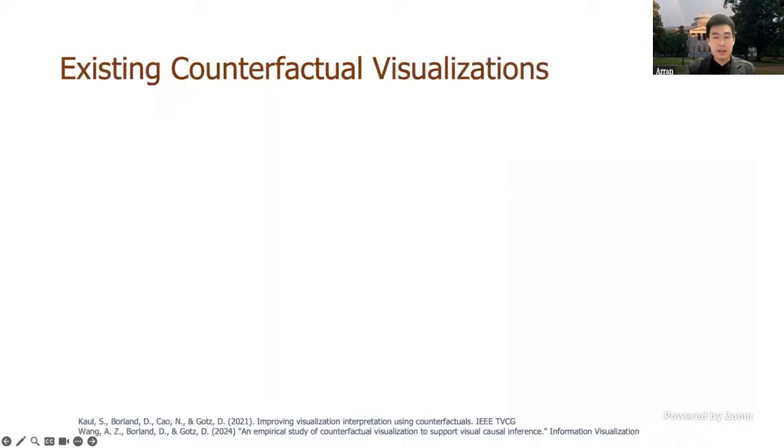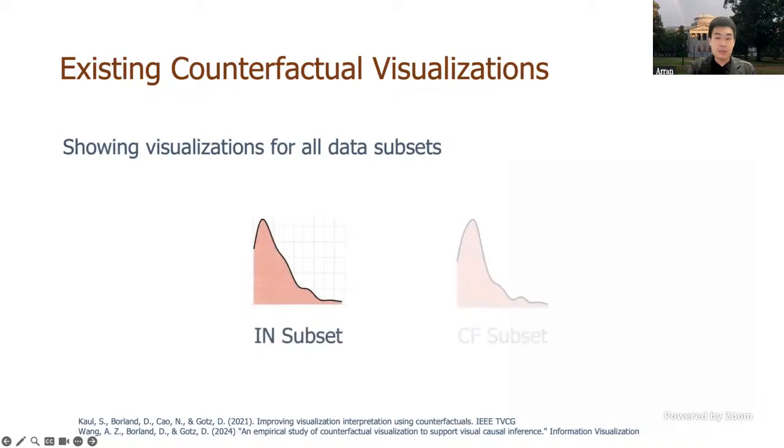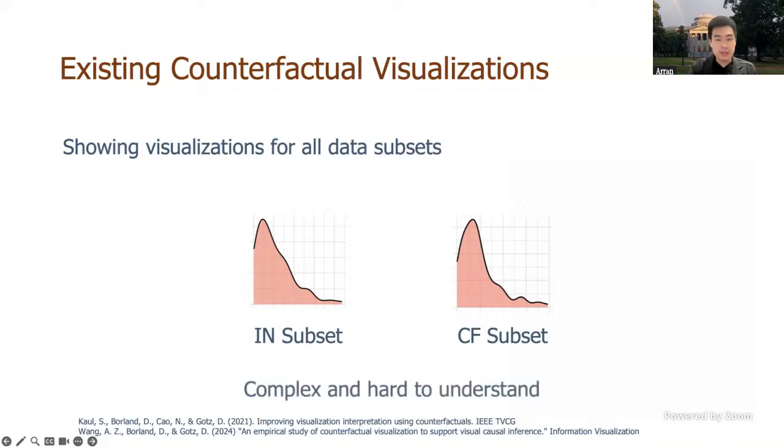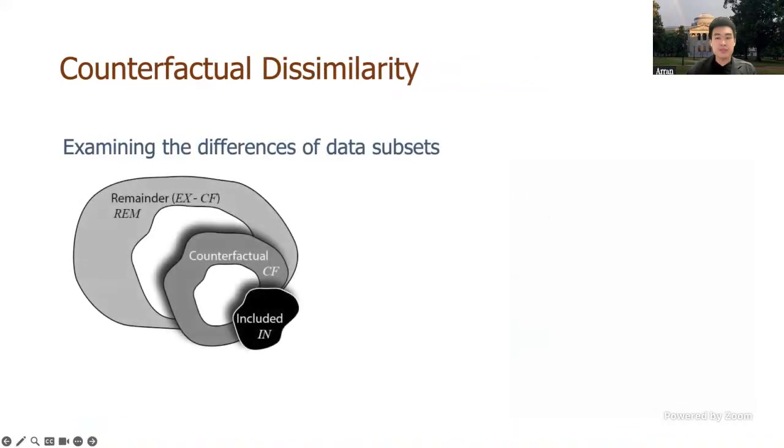Now I think we have a better understanding of those conceptual and theoretical differences, so let's go to a more technical part. Counterfactuals have been utilized by previous work, while in many of them, counterfactual visualizations are shown with multiple charts, mostly combining included and counterfactual subsets together. But it lacks simplicity and increases the complexity of users' understanding. So in this paper, we simplify them from charts to guidance values.